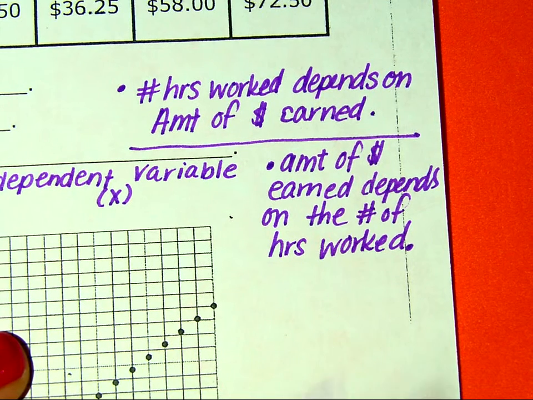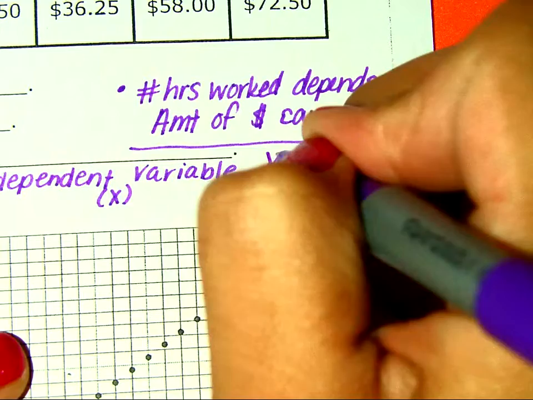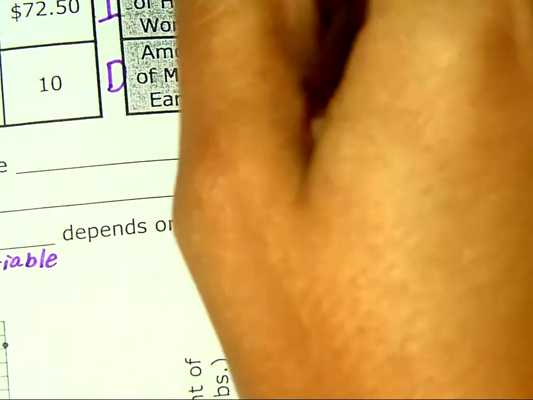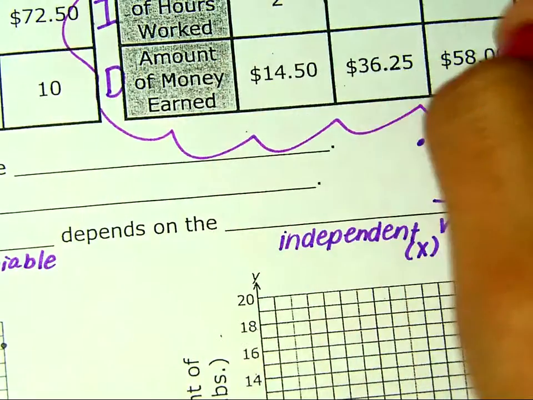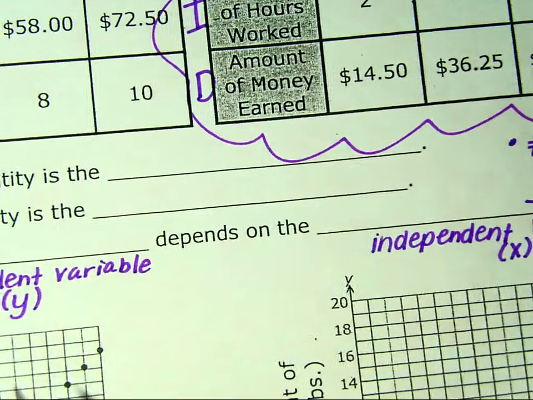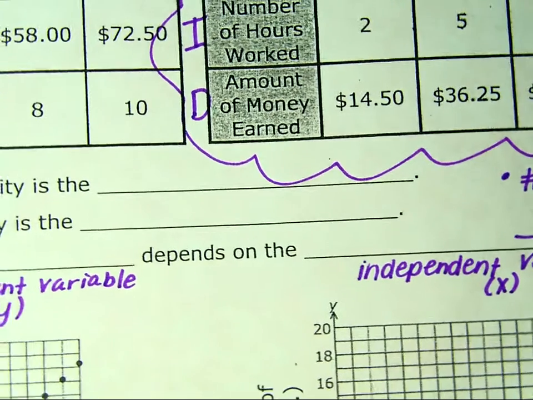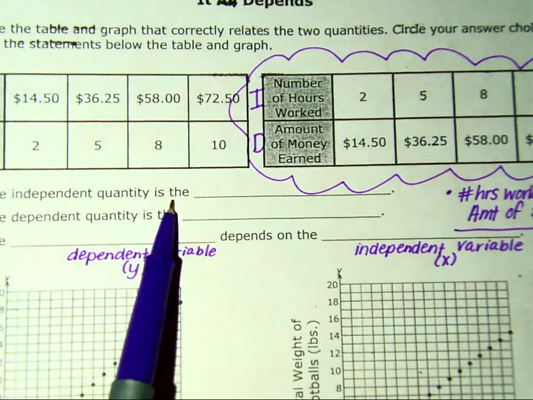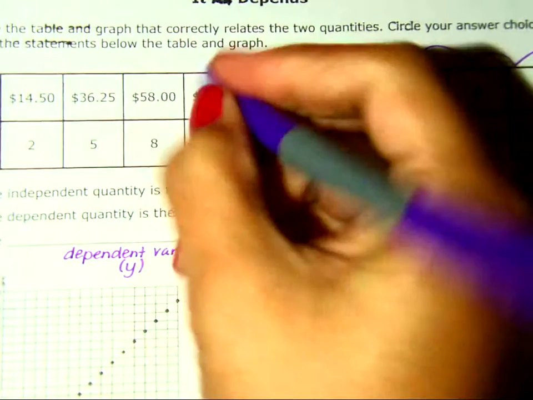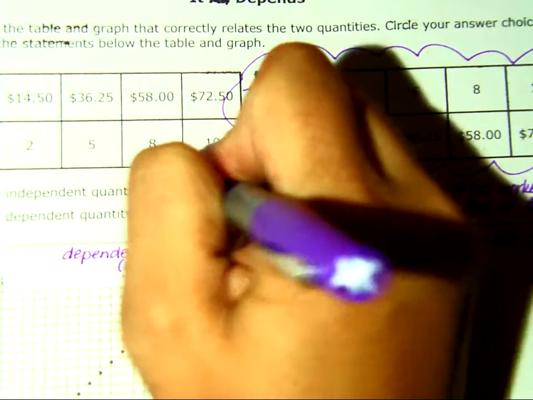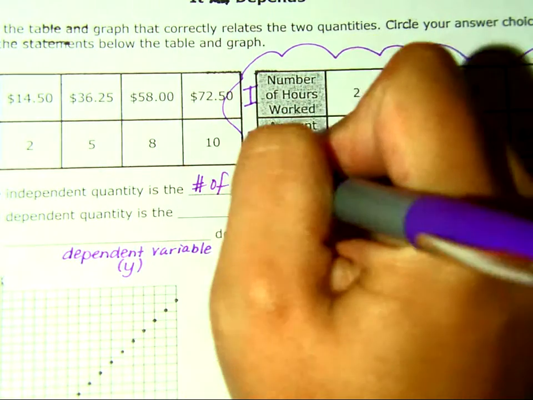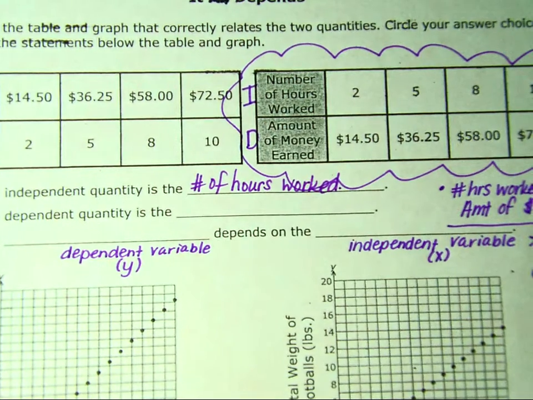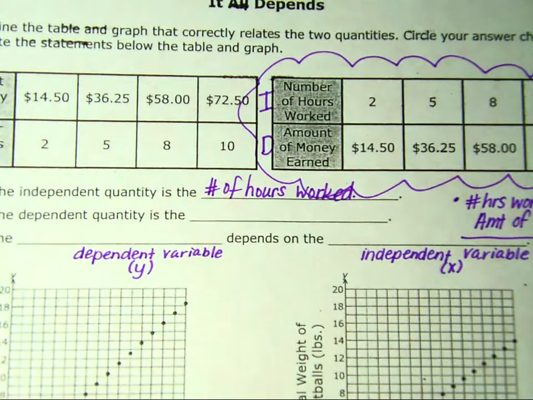Now, if you said the second one, you are correct. So this is showing the correct relationship, and therefore we can come back and fill in the answers here. The independent quantity is the number of hours worked, and the dependent quantity is the amount of money earned.